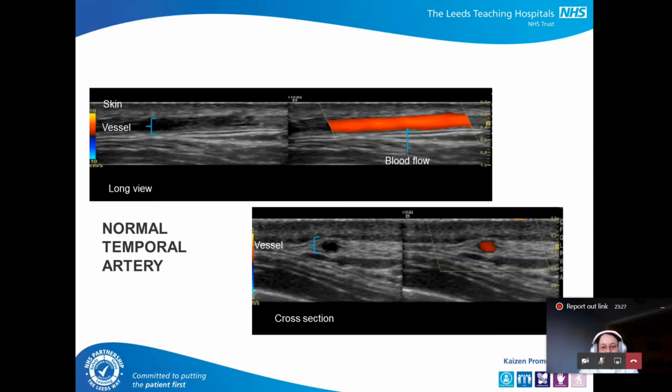So we look at it in what we call the long view, so along the length of the vessel, but we also turn the ultrasound probe through 90 degrees and look at the vessel, what you might call end on, if you can imagine looking down a pen end, and the bottom set of images show this as well. We can see that blood flow filling that vessel nicely, and it goes right to the very edges of the vessel. Next slide, please.